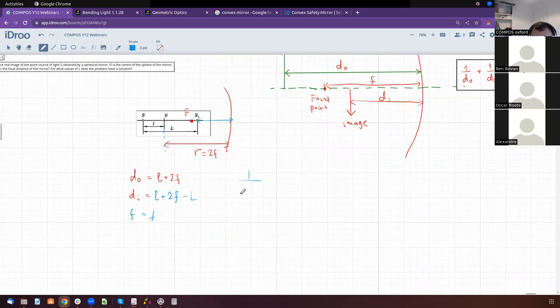So 1 over D0, small l plus 2F, plus 1 over small l plus 2F minus capital L, equals 1 over F. And then we just solve it. Easy, right? What are we looking for? We're looking for F. It's inescapable. You just do it.